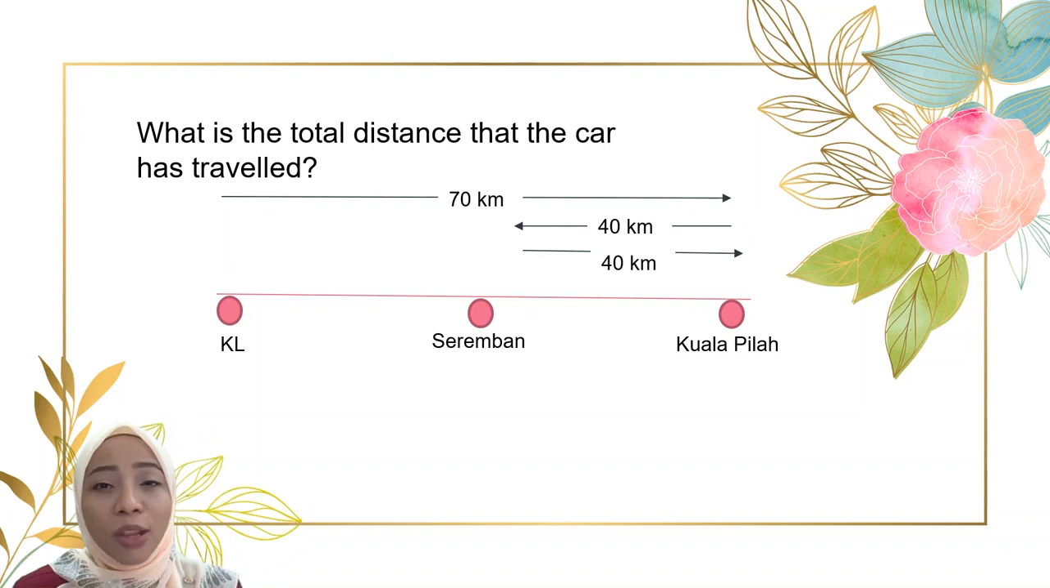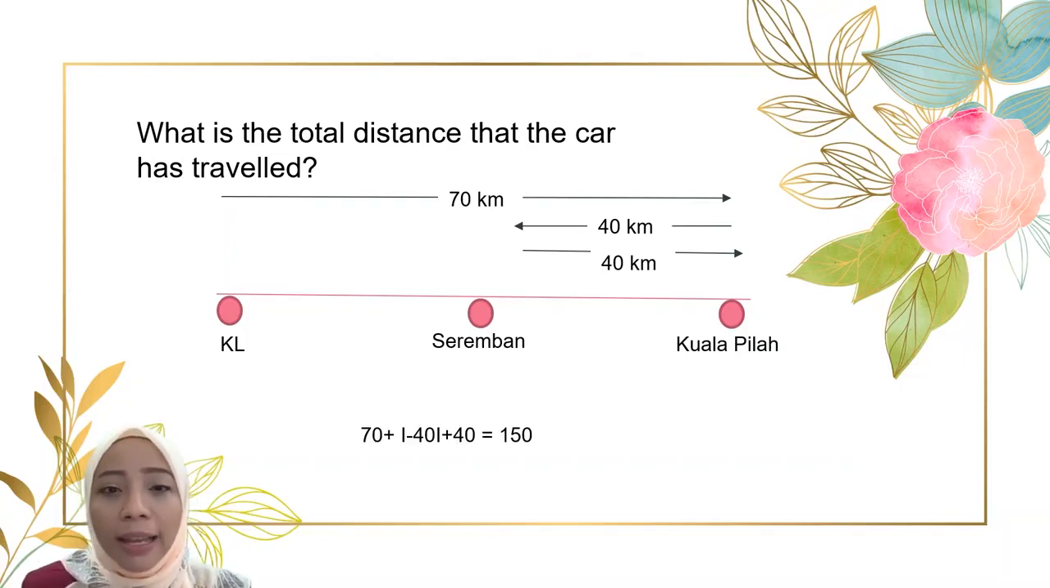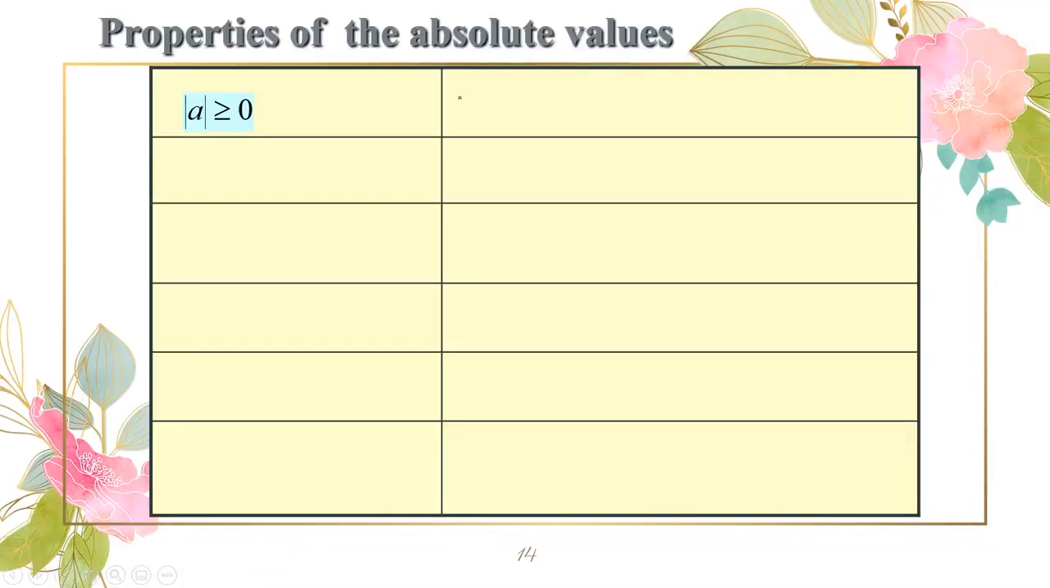She then headed back to Kuala Pilah. Can you tell me what is the total distance that Sarah has traveled? Yes, 70 km plus negative 40 km, but we put absolute values here, so plus 40 km. So the total will give us 150 km.